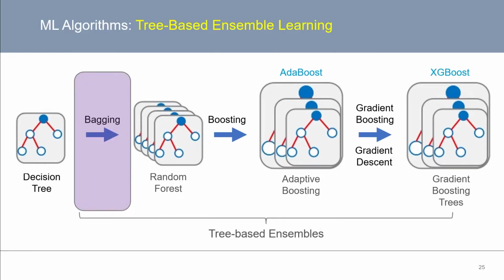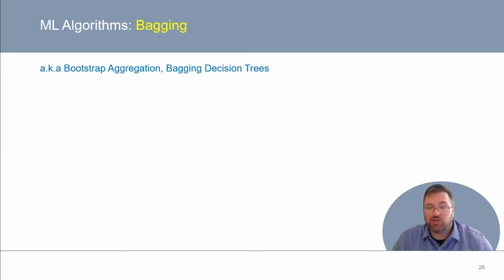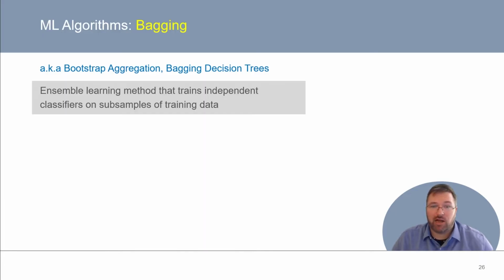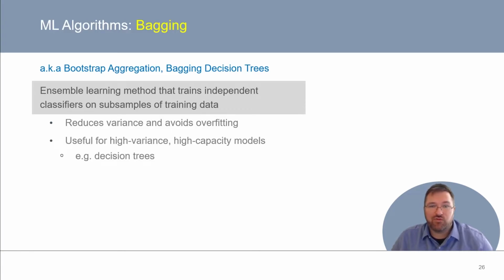Okay, so let's get started with bagging. Bagging is also known as bootstrap aggregation, or in the context of tree-based algorithms, it's also referred to as bagging decision trees. Bagging is an ensemble learning algorithm that trains independent classifiers on subsamples of the training data. This is done to reduce model variance and avoid overfitting. Bagging is a particularly useful strategy to combine with high variance and high capacity models such as decision trees. However, bagging can be combined with most any algorithm.